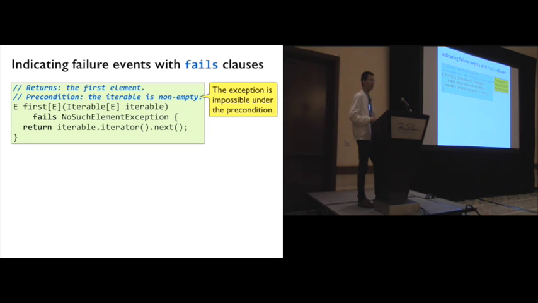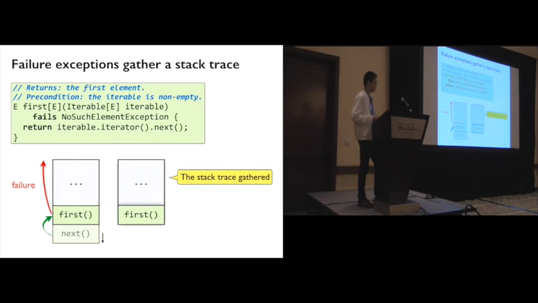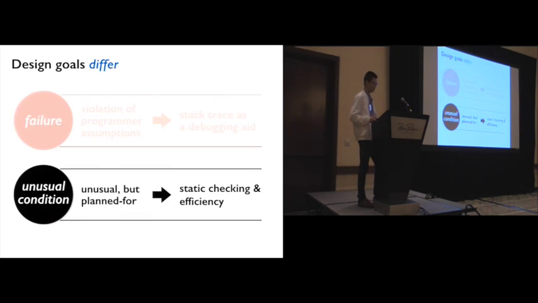But suppose the programmer does make a mistake and passes an empty iterable to first. Then after the NoSuchElementException is propagated to the stack frame of first, it will be converted into a failure and crash this program. This failure exception will also gather a stack trace to help the programmer debug their program. So this is how we handle failures.